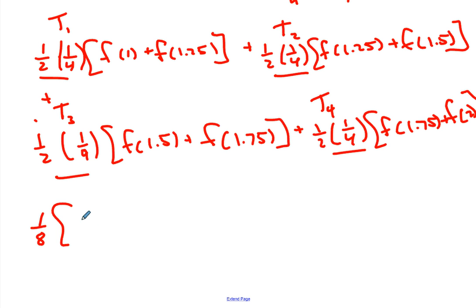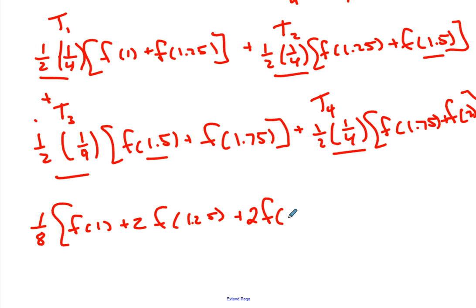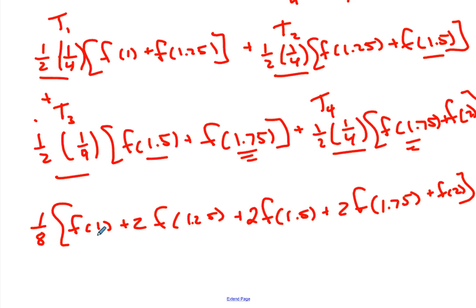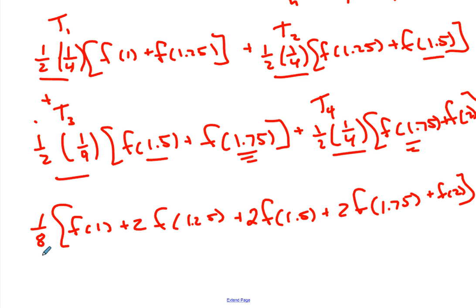What we're left with is f of 1, and we have 2 times f of 1.25, and this is coming from the formula that probably many of you have in your notes. And then we have f of 1.5. We're going to be using that twice as well, from trapezoid 2 to trapezoid 3 here. And then we're going to take 2 times f of 1.75, once again twice, and then plus f of 2, because we're not using that twice.